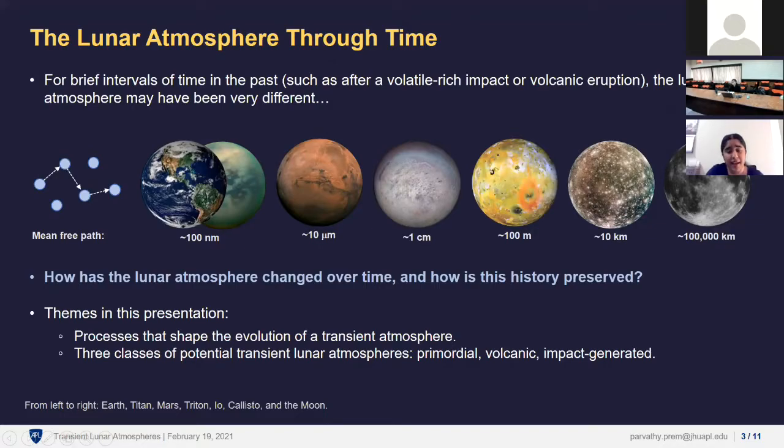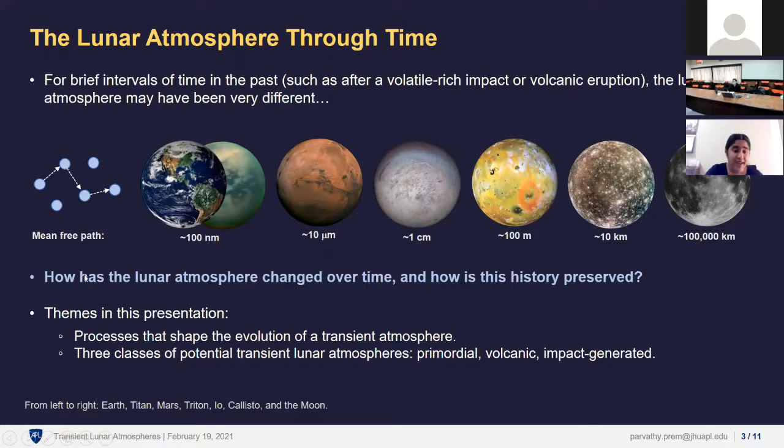At some point in the past, maybe a few billion years ago, the moon has likely experienced events that may have changed its atmosphere. So if you have a volatile-rich comet or asteroid impact or a volcanic eruption, these are events that we know took place on the surface of the moon. After events such as those, the lunar atmosphere might have looked more like the atmosphere that we see today on one of these other solar system worlds.